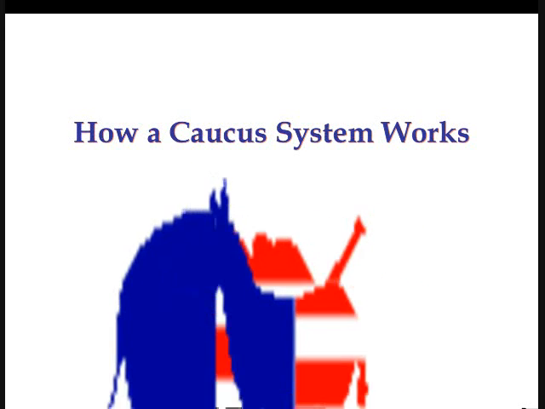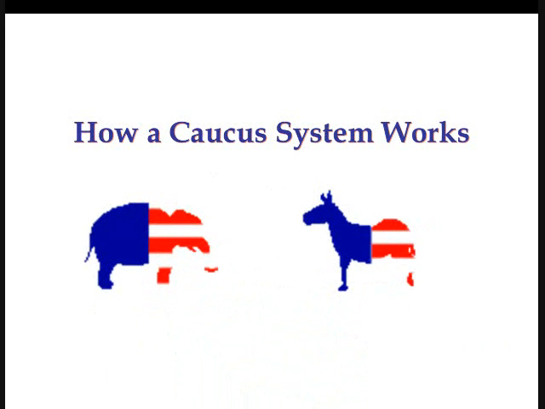As we have previously established, some states use presidential preference primaries to select delegates from their respective states to the party's national nominating conventions. Other states use a caucus system to select delegates, and there are a handful of states that use some combination of presidential preference primaries and caucuses to select delegates. Now let's see how a caucus system works.